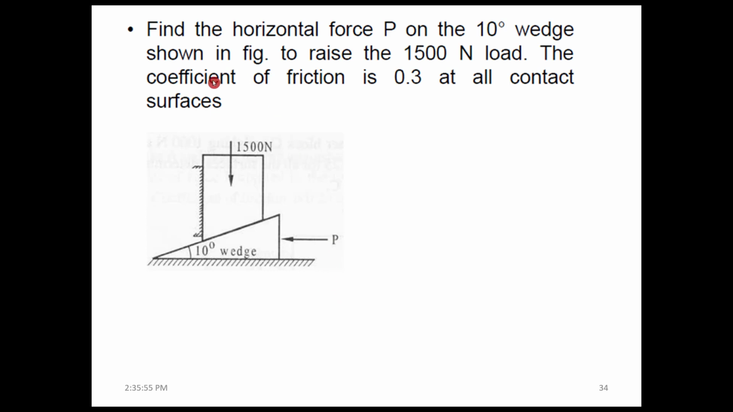Let us see that directly in the problem. Find the horizontal force P on the 10-degree wedge shown in figure to raise the 1500 Newton load. The coefficient of friction is 0.3 at all contact surfaces. So the contact surfaces which come in this problem are between the body and the wedge, and also between the body and the left side surface, and also between the wedge and the bottom surface.